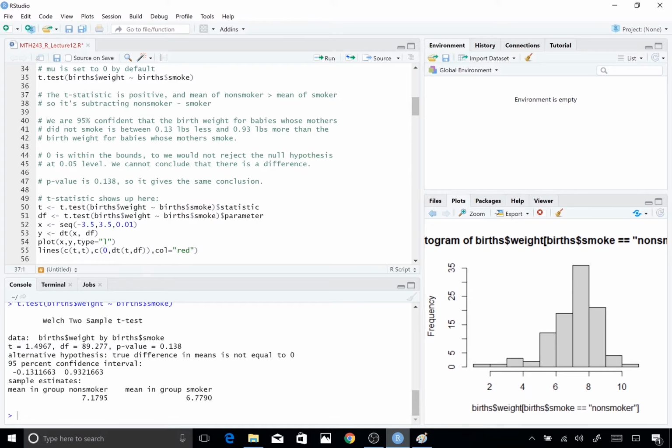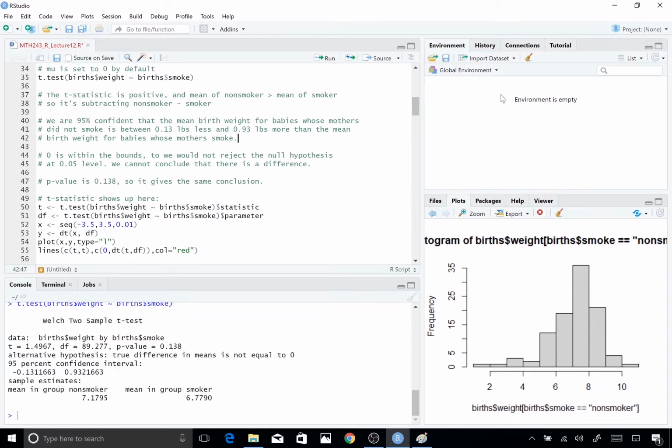But we need to pay attention to what R is doing in order to interpret the confidence interval. We are 95% confident that the mean birth weight for babies whose mothers did not smoke is between 0.13 pounds less and 0.93 pounds more than the mean birth weight for babies whose mothers smoke. And the confidence interval agrees with the two-sided test. The null value of 0 is within the 95% confidence interval, so we do not reject the null hypothesis at the 0.05 level.